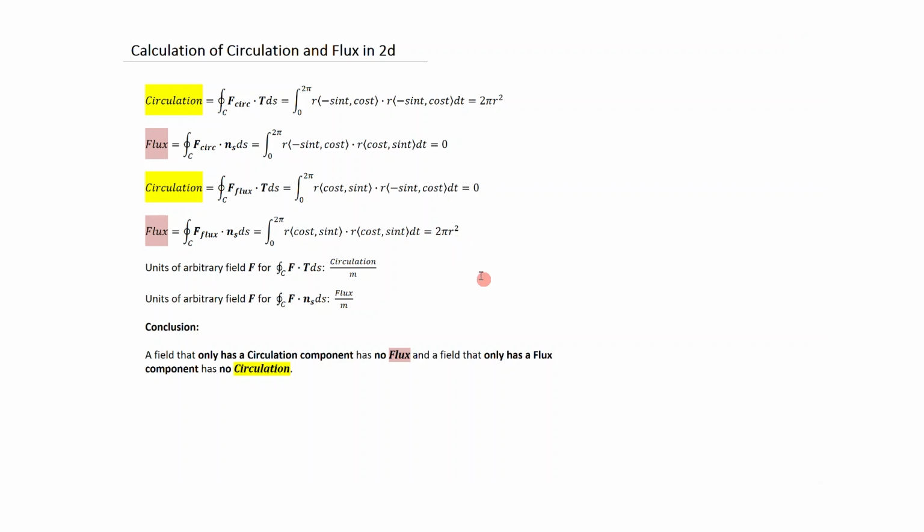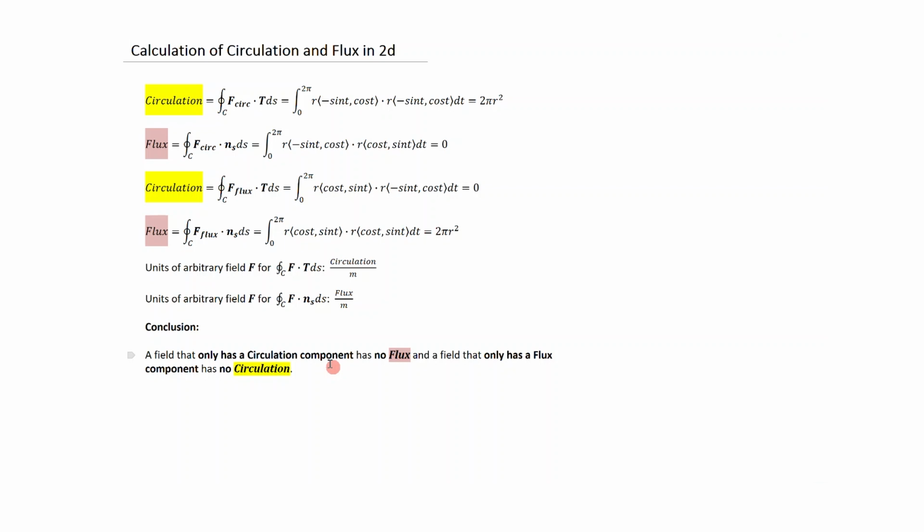Also, just to be clear, what are the units? Well, since the units of this integral are what we call circulation, and the units of ds are in meters, that means that the units of f will be circulation divided by meters. Similarly, in the case that we're dealing with a flux integral, the units of f would be flux over meter.